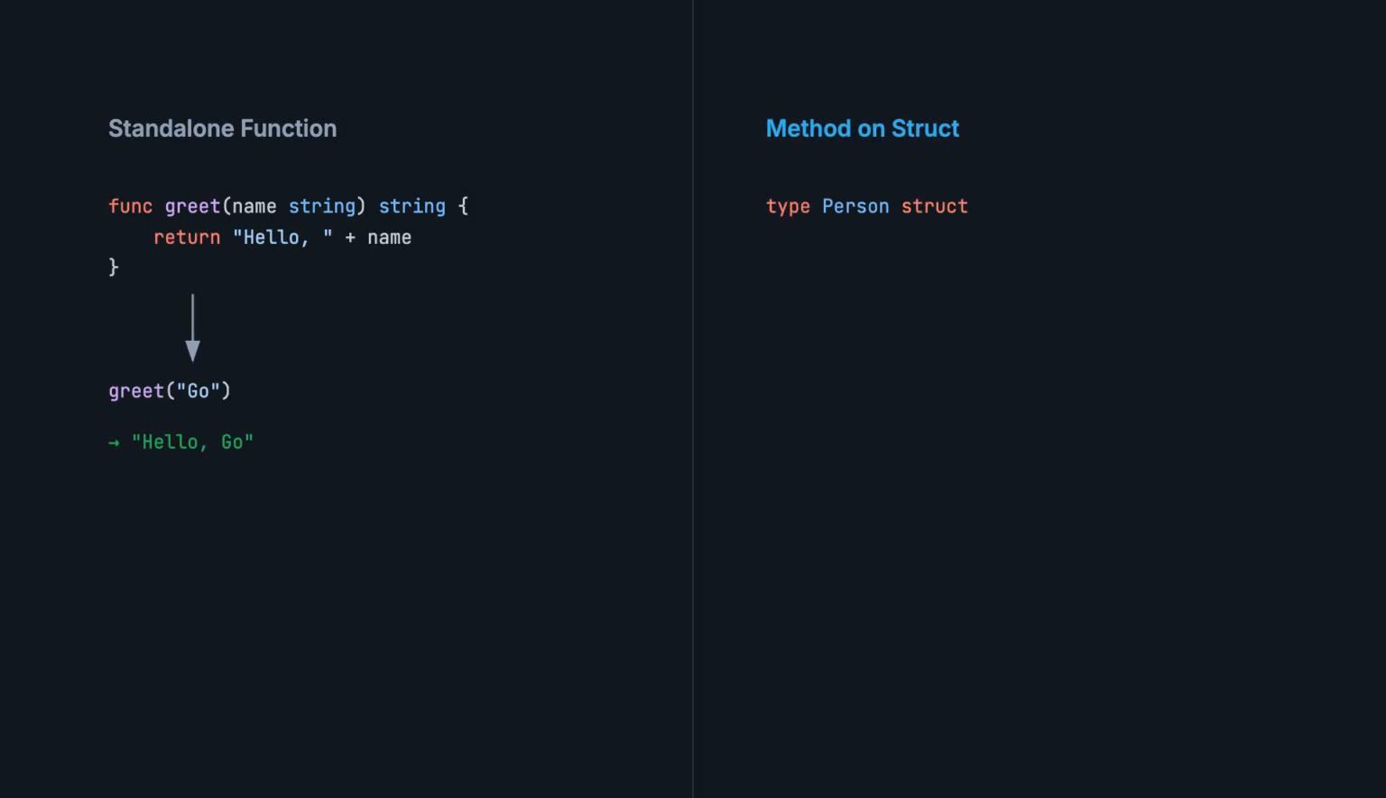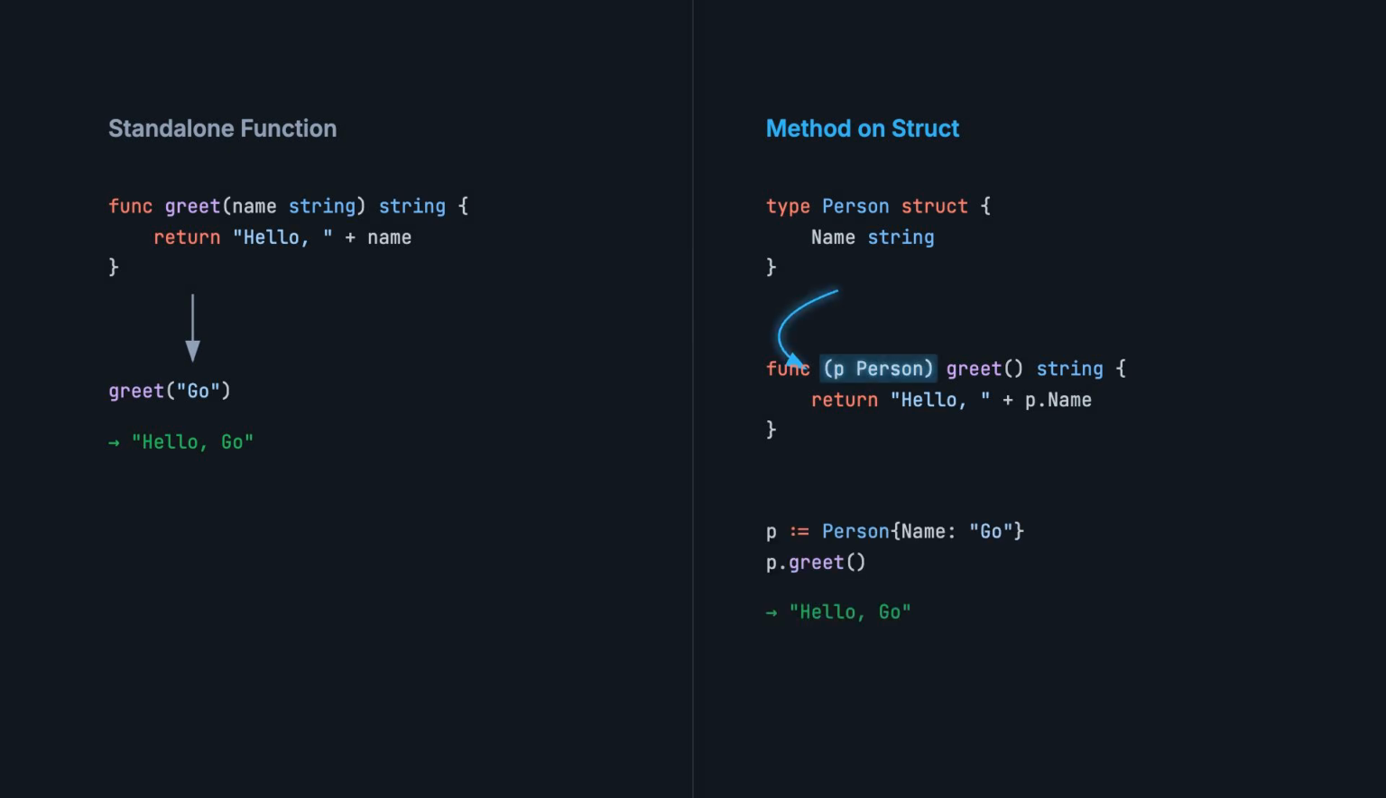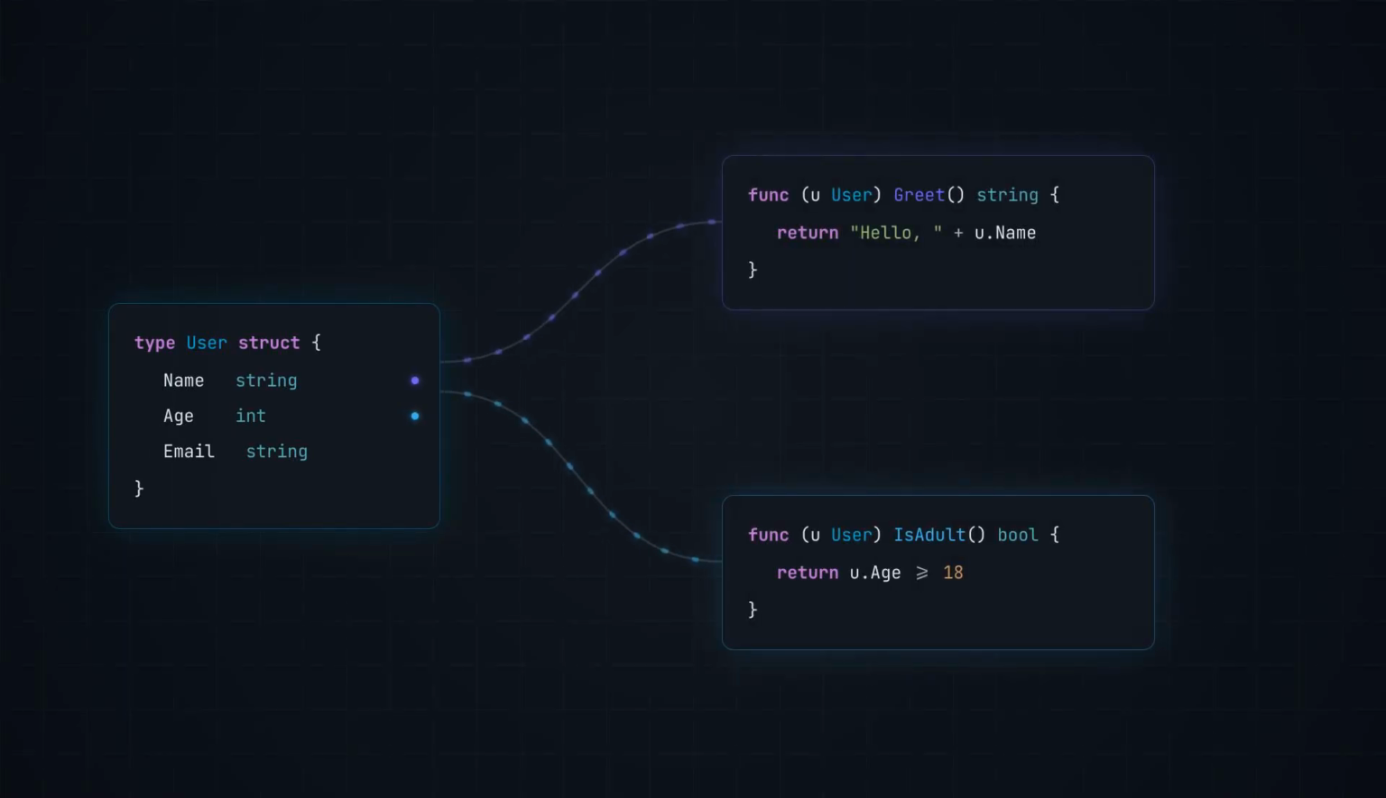The difference between a function and a method is simple. A function is independent, while a method is tied to a specific type. This helps organize logic around your data. Structs organize your data, and methods define how that data behaves. Together, they form the foundation of building real-world applications in Go. And this is where your code starts to become truly powerful.